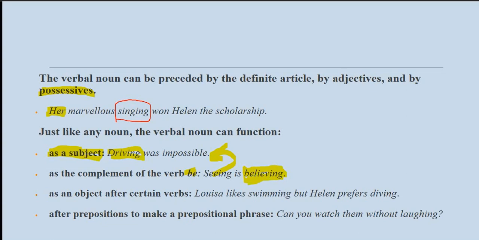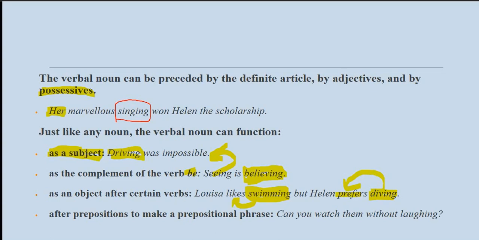So as an object after certain verbs, here you can see Lucia likes swimming. Here it is the object. Instead of saying Lucy likes hamburger, we said Lucy likes swimming. You can see the swimming became here the verbal noun, like an object of the like verb. And here you can see another example of the same topic. Helen prefers diving. So you can see the diving example, and it is the object of the verb prefer.